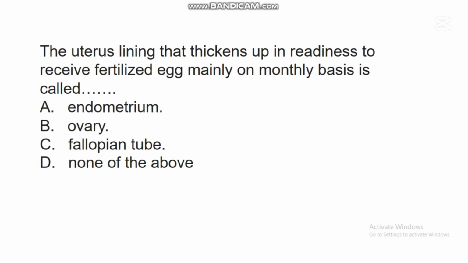The next question says, the uterus lining that thickens up in readiness to receive a fertilized egg mainly on a monthly basis is called dash. A. Endometrium. B. Ovary. C. Fallopian tube. D. None of the above. In this question, the correct answer is A. Endometrium. The endometrium is an epithelial tissue that lines the uterus. It thickens up in readiness to receive a fertilized egg every month in a woman.